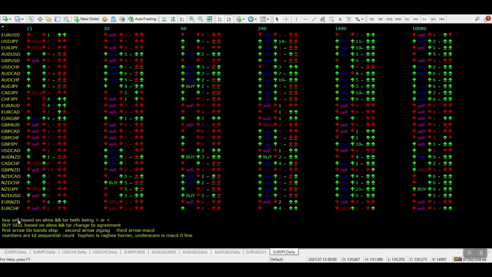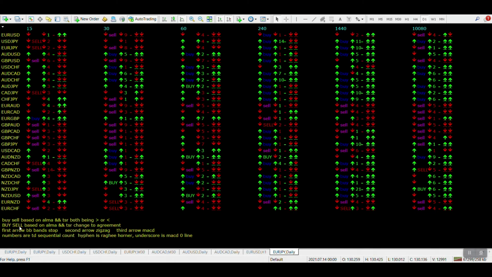Sometimes I will put the instructions down here. Buy, sell based on alpha and TSR both being greater than or less than. And what that means is greater than or less than themselves last bar. So if both are falling, it will be a small lettered sell. If both are rising, small letter buy.